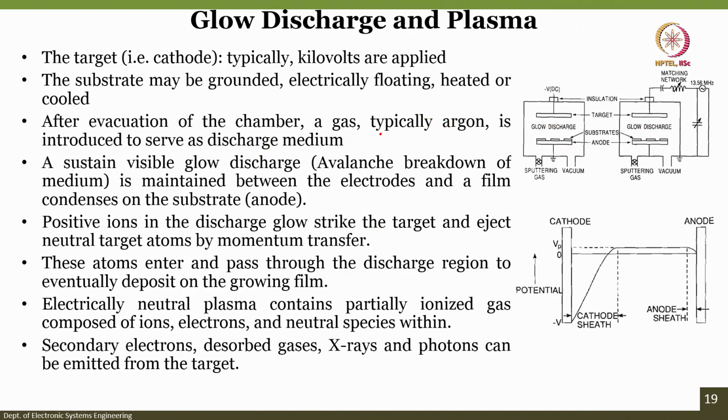We can apply the sputtering gas, we can flow it through here. Generally argon is used as a sputtering gas, and from the cathode to anode there is a cathode sheath, there is an anode sheath, and when you apply a potential, this is how the difference between anode and cathode can be seen. Also, a very important point is that the positive ions in the discharge glow strike the target and eject neutral atoms by momentum transfer, and the electrically neutral plasma contains partially ionized gas composed of ions, electrons and neutral species. The secondary electrons, dissolved gases, X-rays and photons can be emitted from the target.